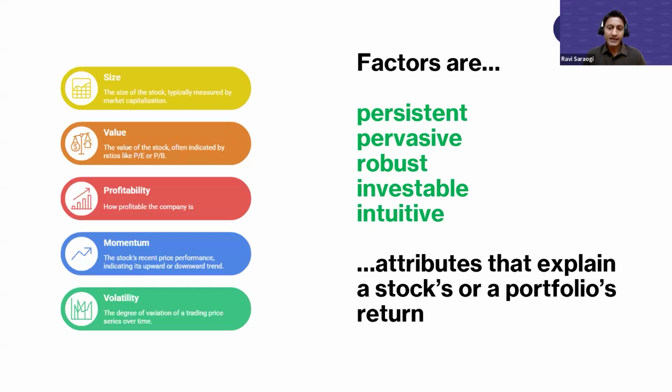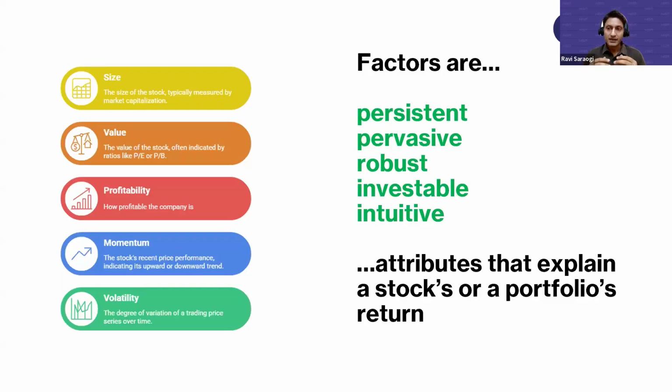Now, it's important to understand that for an attribute to be considered a factor, it must meet certain tests. First, it has to be persistent, right? That factor should persistently tell us something about the stock's return in the past. It should be pervasive. It should work across all countries, sectors, asset classes. It should be robust and not based on a very strict definition. It should be investable. That factor should allow you to construct a portfolio in which you can invest. It should be intuitive. There should be some economic rationale about why that factor is explaining the stock's return or the portfolio's return, right? So factors are really the DNA of the investment returns. They help us describe a portfolio or a stock.